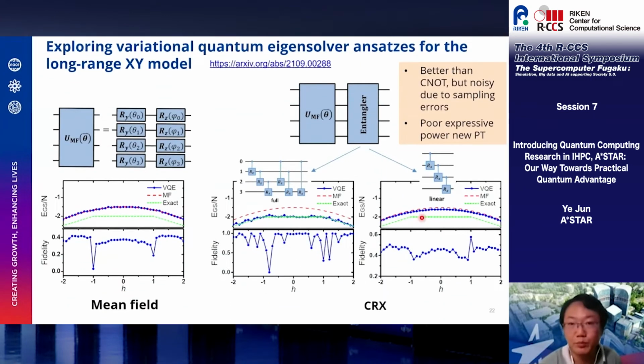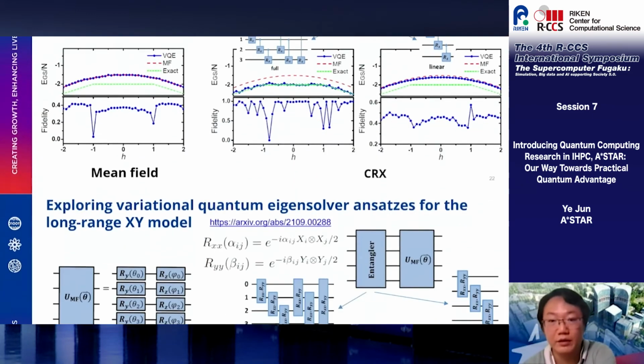Now if we move to the second type of ansatz, which we call the CRX, the control rotation X ansatz, we can introduce some degree of freedom for the rotation of these variational parameters in the entangler. We do see a lot of improvements there, but as you can see, even for the fully entangled ansatz, it is quite susceptible to sampling errors, and it also has poor expressive power for the transition point.